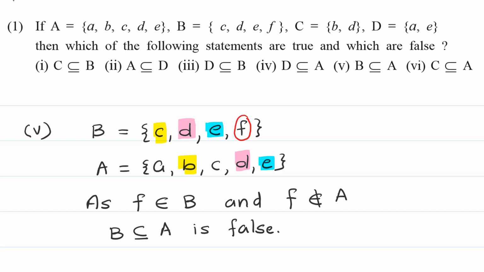The condition for B to be a subset of A is that all elements of set B must be present in set A. But here, an element of set B is not present in A, so B subset of A is false.